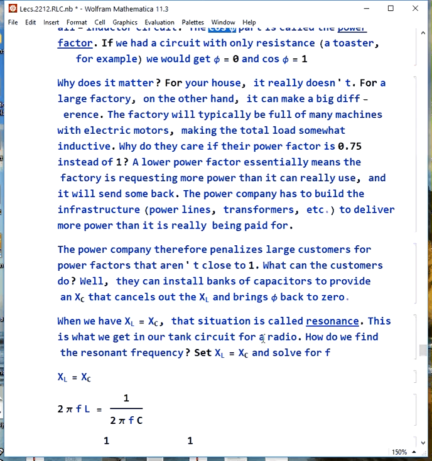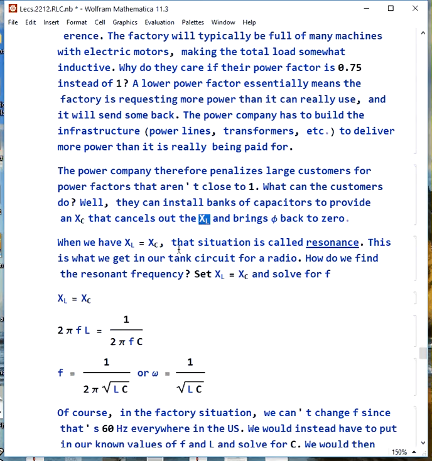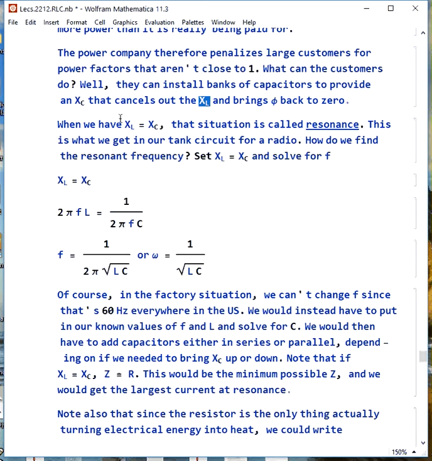How can the customers fix this? Well, they could put in banks of capacitors, and that will increase their X_C to the point it cancels out their X_L and brings their power factor back to 1. If we get to the point where we have X_L equals X_C, that's resonance, and this is what we had in our tank circuit for our radio.